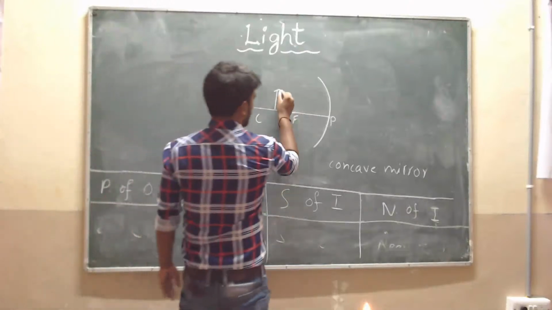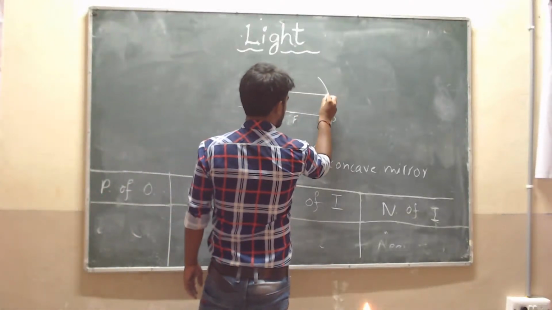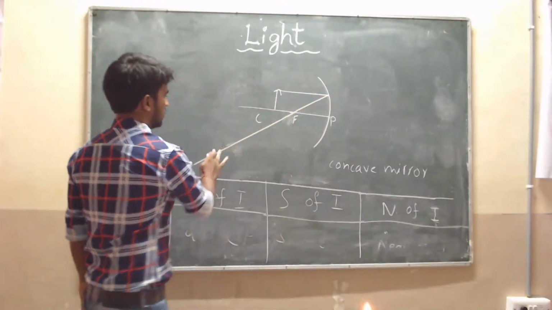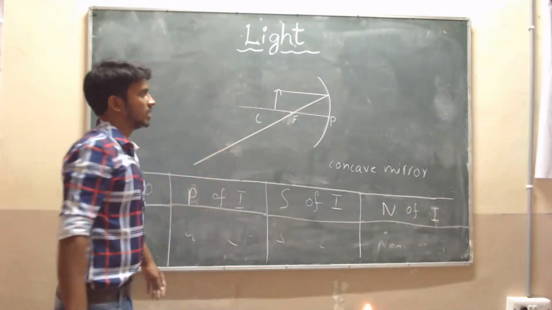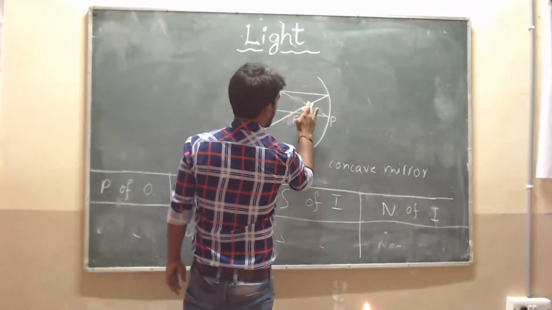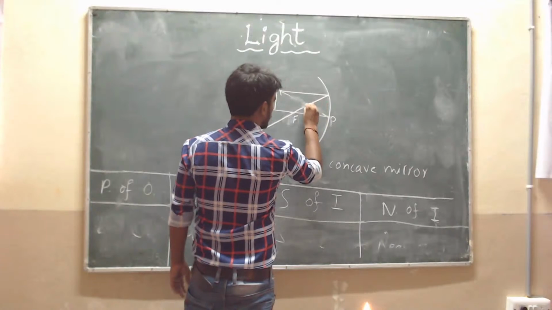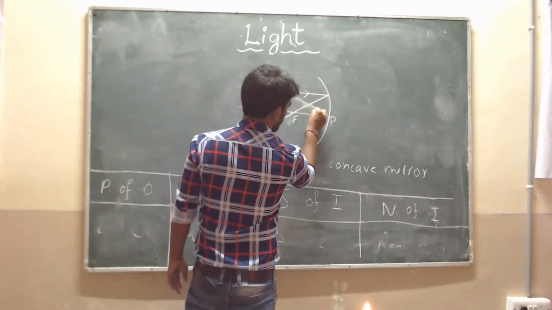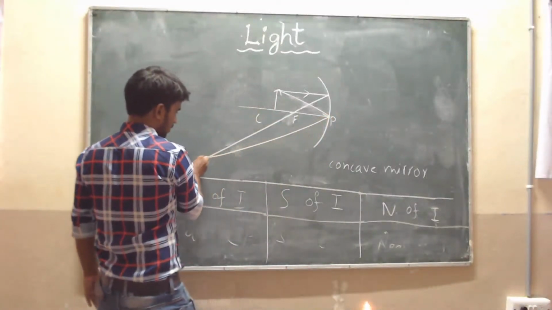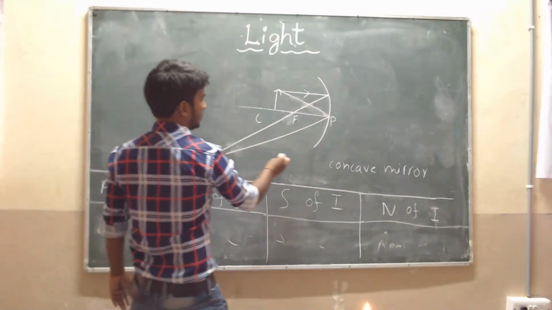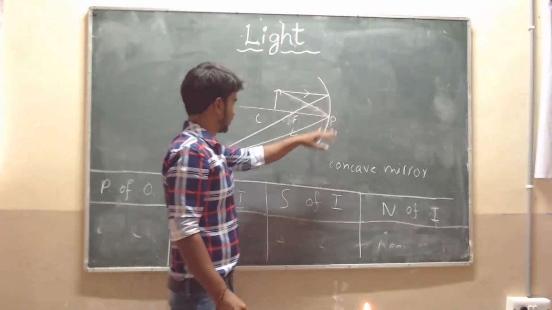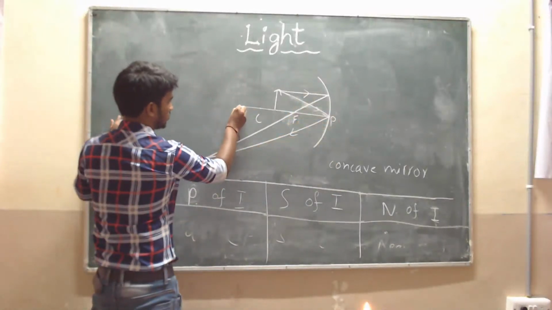So once again, consider a ray of light parallel to the principal axis. After reflection, it passes through the principal focus. Now consider one more ray, that ray passes to the pole of the mirror. See here, now after reflection, both the rays are meeting at this point.